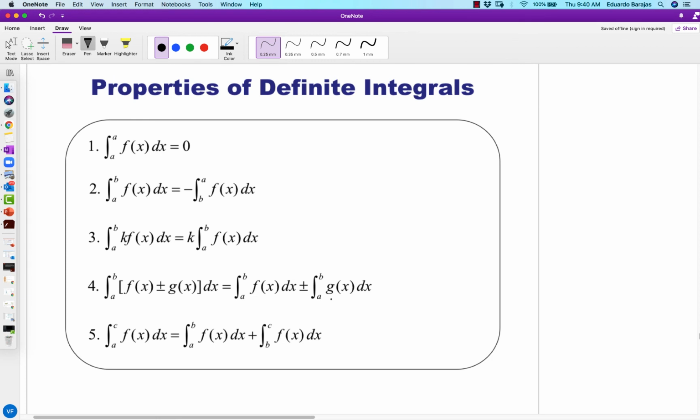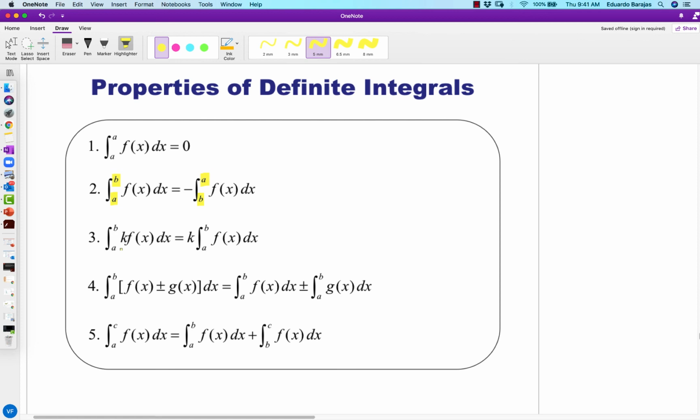Okay, so here are some properties of definite integrals. The integral from a to a of f of x dx equals 0. The integral from a to b of f of x dx equals negative 1 times the integral from b to a of f of x dx. So for number 2, notice that what we've done is that we've flipped the limits of integration. If we go from a to b, we can reverse that process and go from b to a if we want to, and we just have to introduce an extra minus out in front.